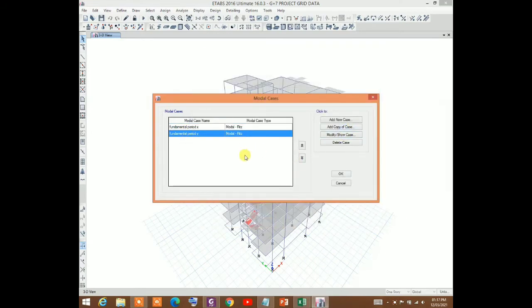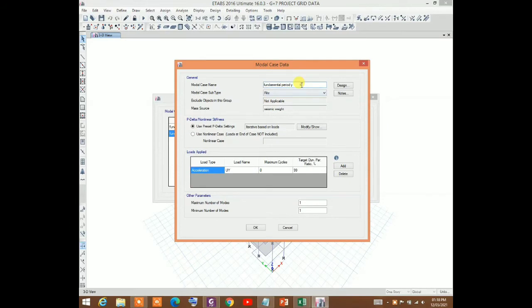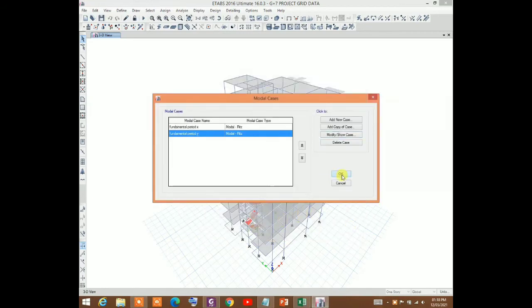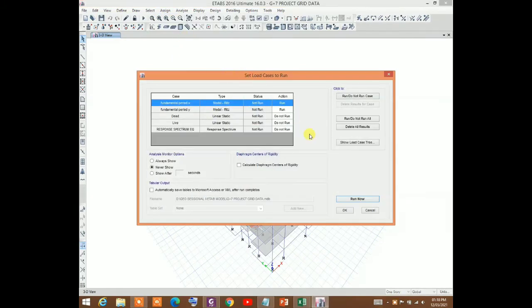Another load case is the fundamental period in the Y direction we would like to find. Please select add new case, and since I have already included it, I am pressing modify showcase. Then give the name fundamental period Y direction reach. The load name is in the UY direction. Other parameters, maximum number of modes 1. Then go to analyze and set load cases to run. Fundamental period, make it run, then run.